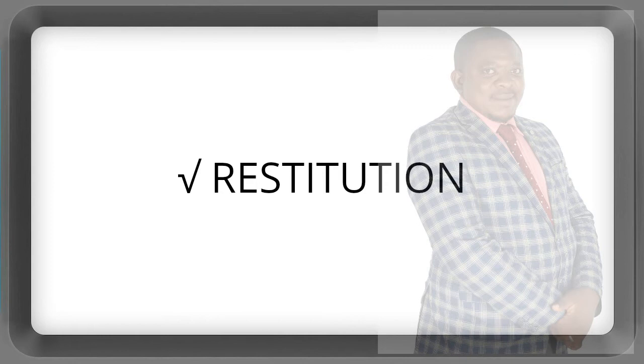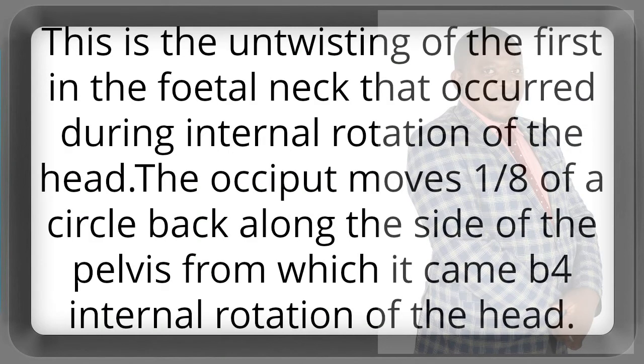Restitution. This is the untwisting of the fetal neck that occurred during internal rotation of the head. The occiput moves 1/8 of a circle back along the side of the pelvis from which it came before internal rotation of the head.